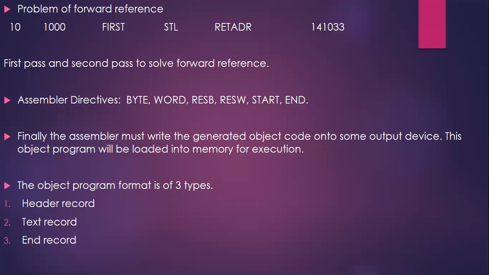A few assembler directives I'm listing here. One is BYTE. Byte means character based. If you are dealing with only one byte of information, then we need to use the directive called BYTE. If you use byte with a particular memory location, only the rightmost one byte will be accessed. But in the case of WORD, the second example, the complete word will be utilized. Then sometimes we need to reserve the bytes.